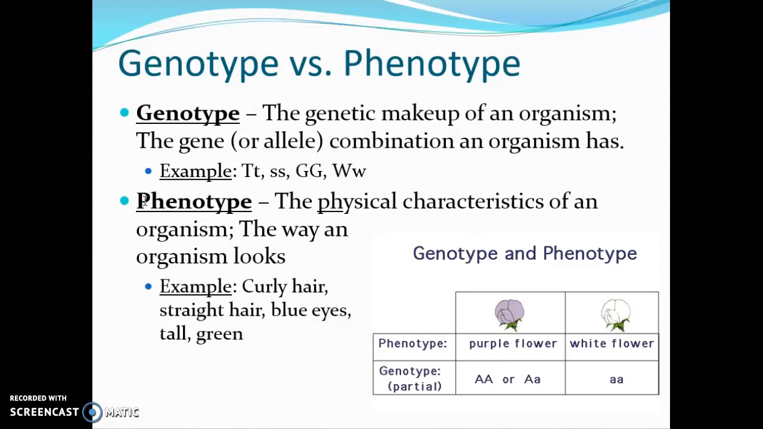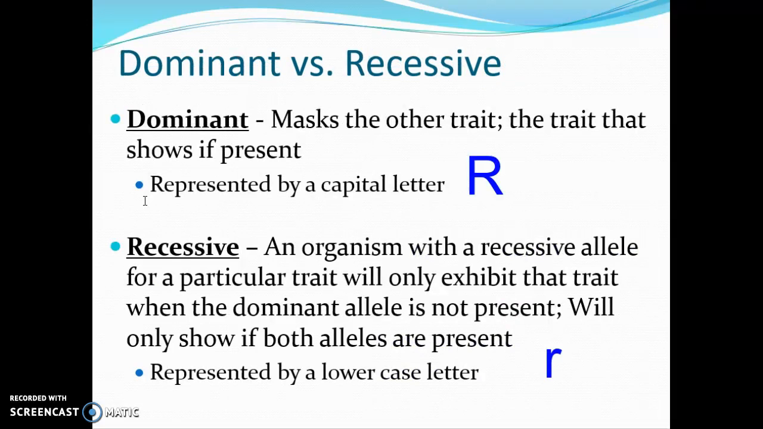Phenotype, that's the physical characteristic of an organism, so the way that an organism looks. When we look at someone, we can see they have curly hair, they are 5'6", they have blue eyes. If we're looking at plants, we can see the stem height, the flower color. Those are all things that we can see. Things like blood type are also going to be considered phenotypes, even though we can't necessarily see someone's blood type just by looking at them. But those would still be physical characteristics.